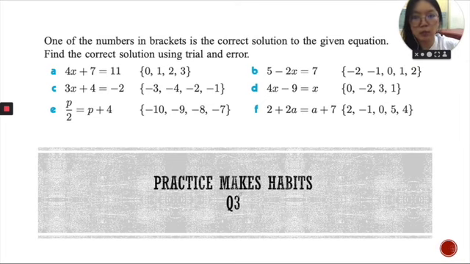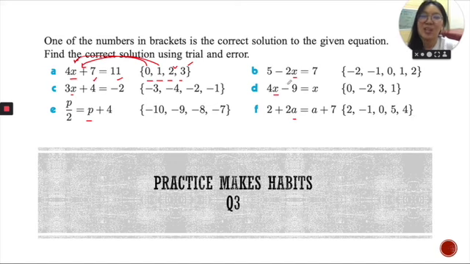Practice makes habit. Question number 3. One of the numbers in the bracket is the correct solution, but I don't know which one. So I want you to try to put x equals to 0 and check whether the left hand side and the right hand side are the same. And if it's not, try x equals to 1. Try x equals to 2. Try x equals to 3 and tell me what is x here. What is x here in B? What is x here in C? What is x here in D? What is P here in E? What is A here in F? Enjoy trying. Quiz in class.